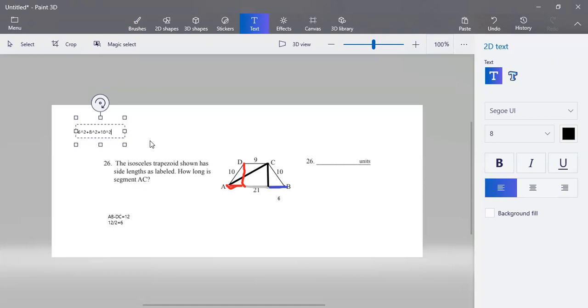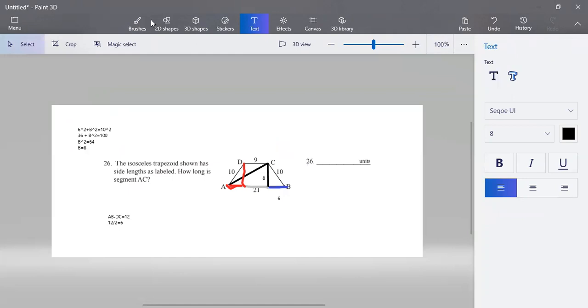Now I'll simplify. So I have 36 plus B squared equals 100. Now we'll subtract 36 from both sides, so B squared is equal to 64. Hopefully you all know that the square root of 64 is 8. So B is equal to 8. Now that we know the length of B, this vertical line, I'm going to write it in here. This length is 8.